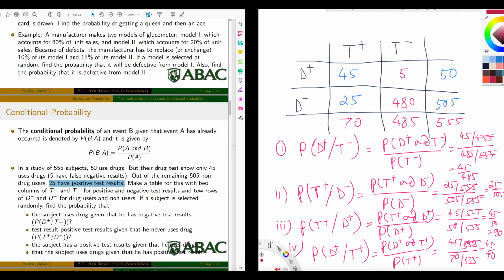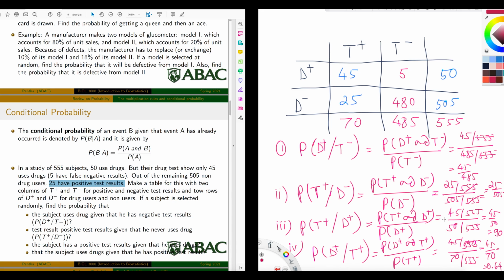So this is also likely, but those are very small probability. Number one and number two are small probability. Number three and number four are not very small because it is more than 50%, right? So this is 90%. What is 45 over 70? If I use calculator, you get 45 divided by 70 is 0.64. That is 64% chance, right? 0.64. If your test result is positive, then the probability that you use drug is 64% chance. Okay, guys.